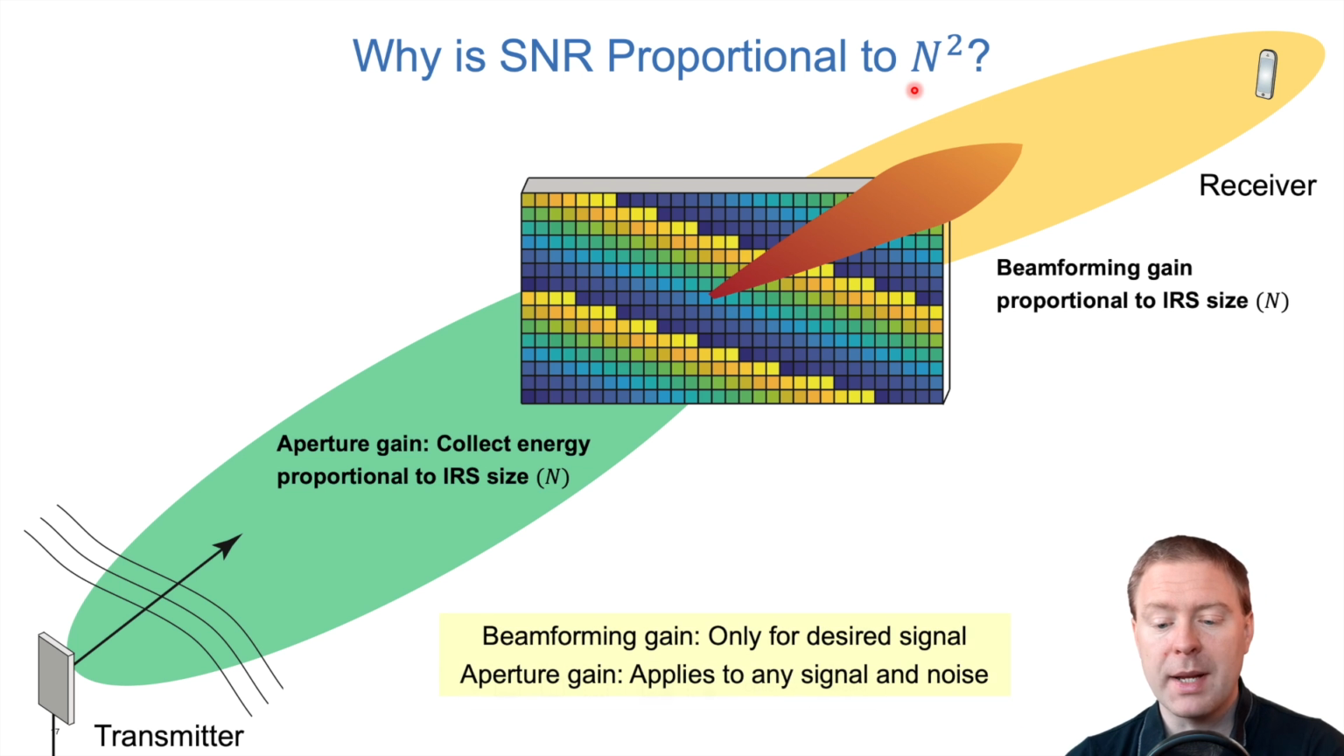So we have a beamforming gain that applies only to the desired signal. And we have an aperture gain here that applies to any signal reaching the surface, including noise and whatever interfering signals. So if there are other interfering or noisy signals around, then we need to be careful with the aperture gain here. But the beamforming gain will always be useful, and we will come back to these things again.